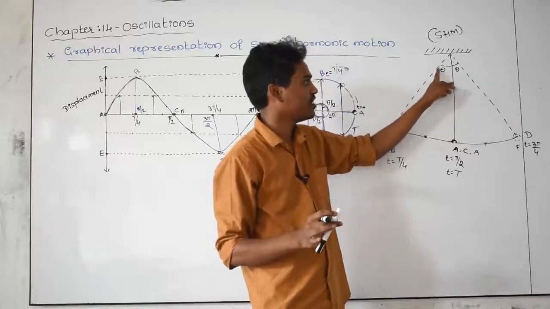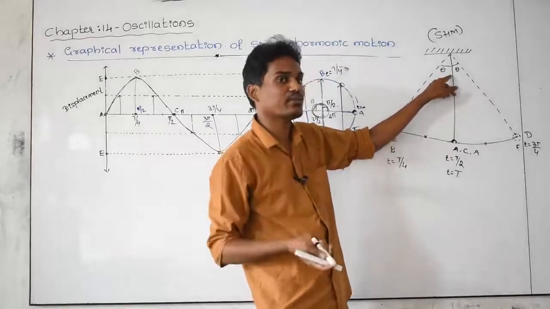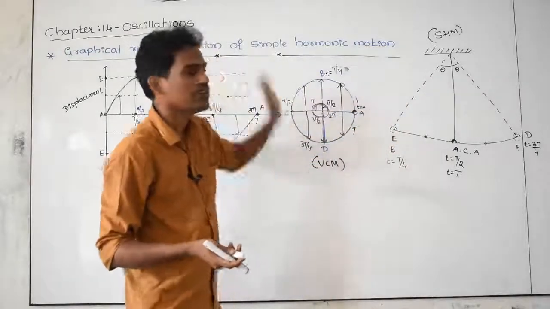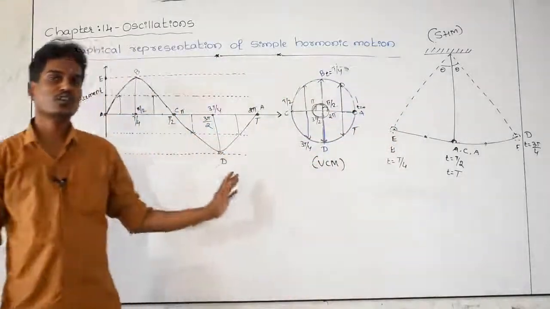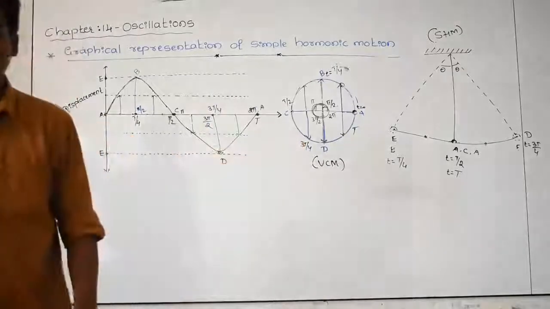Angle between these two is 90 degree. How we can represent that one? By using the help of this circular motion. You don't get confused, please practice this one.